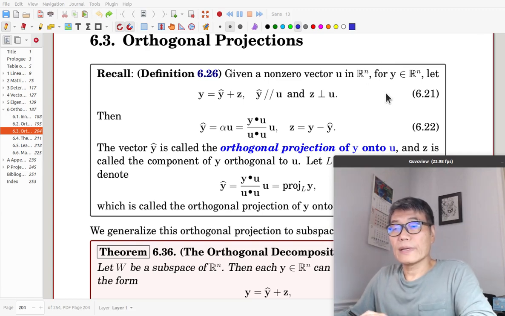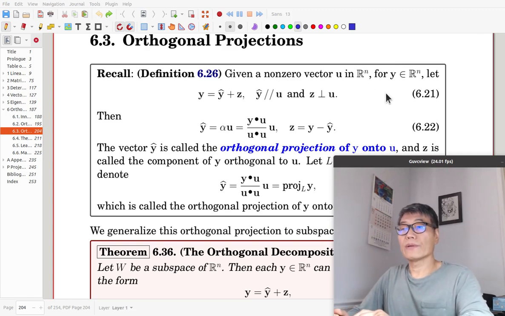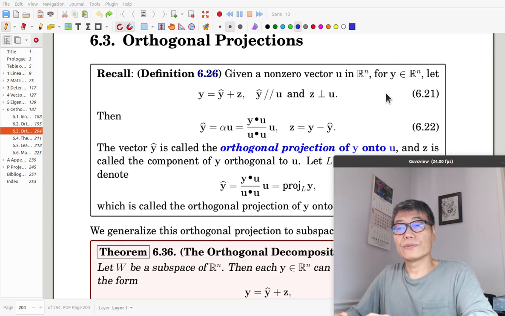In the last section, we studied orthogonal projection onto one-dimensional subspaces, lines. In this section, we'll generalize the orthogonal projection for general subspaces.